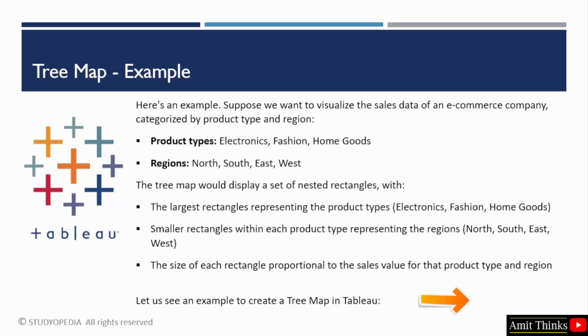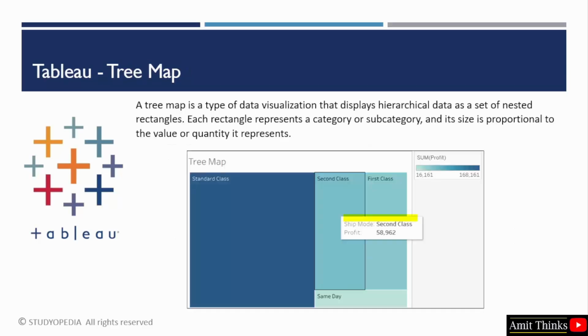So the largest rectangle will represent the product types. The smaller rectangles within each product type will represent the regions. Also the size of each rectangle would be proportional to the sales value for that product type and region. Like we saw here, okay, the maximum profit was for the standard class. Therefore the size of the standard class is more than the other shipping modes, and the color is also darker because the profits are more.